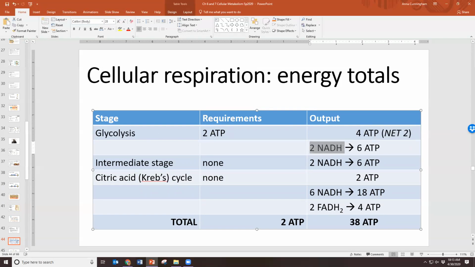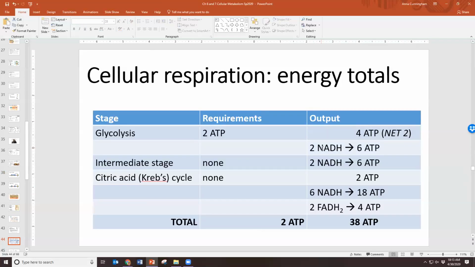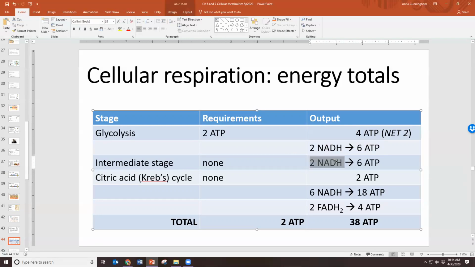Also during glycolysis, we got 2 NADH. And you'll see here that I have 2 NADH converted to 6 ATP. Again, that is because every 1 NADH will generate 3 ATP. So if we have 2 NADH, 2 times 3 gives us 6 ATP. The intermediate stage where we broke pyruvate into acetyl-CoA also gave us 2 NADH, so 2 times 3 is 6 ATP. And then we get to the Krebs cycle, which is insane.